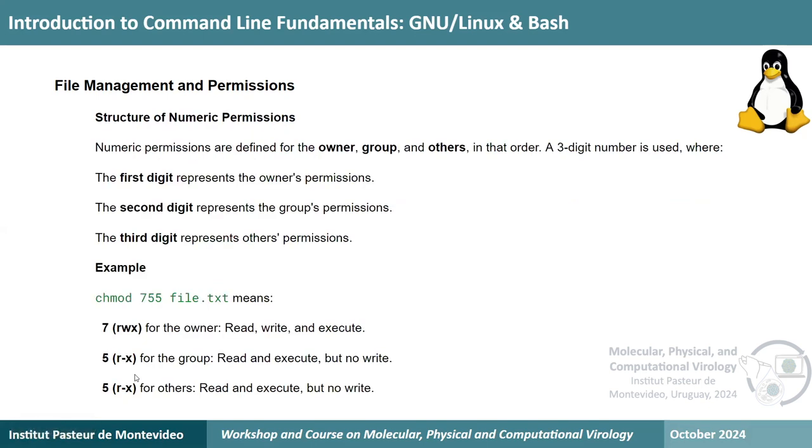When managing numeric permissions in Linux, it's essential to understand how they work in order to control file access. As we said before, numeric permissions are defined for the different categories: the owner, the group, and others. It's based on a 3-digit number, where the first digit represents the owner permissions, the second digit represents the group permissions, and the third digit represents others' permissions. Here is an example, and it's straightforward to see its properties.